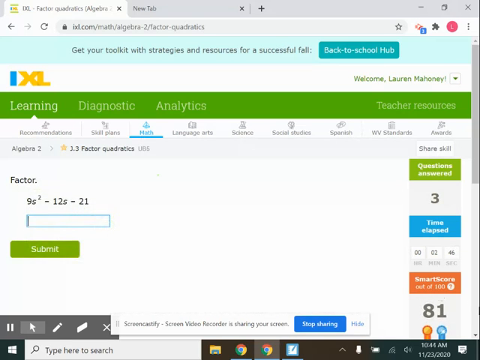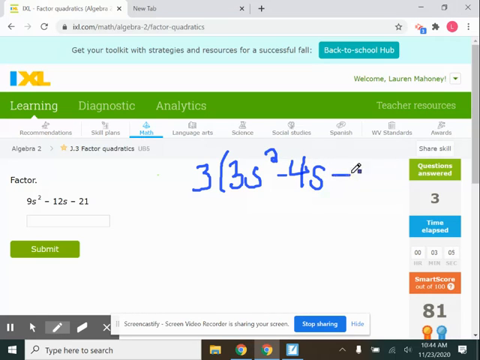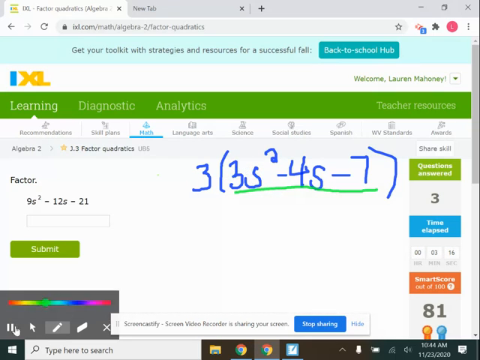When you get up into the higher areas, you will have to do some of that. This one does have a greatest common factor of 3. But even then, once you take out the 3, you're left with 3s squared minus 4s minus 7. So even with the greatest common factor out, you still have something with a coefficient not 1 on the inside. Just be aware that that can happen whenever you're going through these.